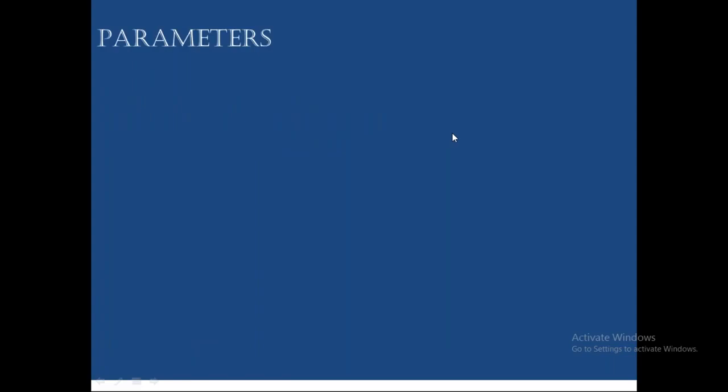Parameters. This is also very important. Parameters are used when you want to pass some values dynamically. There are two types of parameters. Previously, some 3 or 6 months back, we used to have only one type of parameter, that is the pipeline parameter. But recently Microsoft introduced one more type of parameter in Azure Data Factory, that is the global parameter. What is the difference between those two?